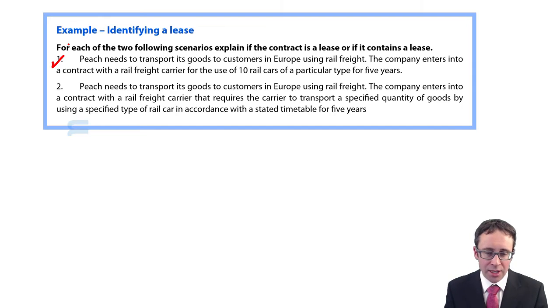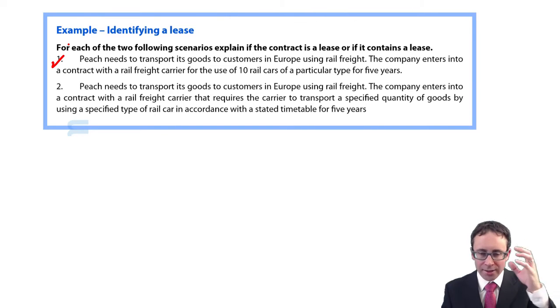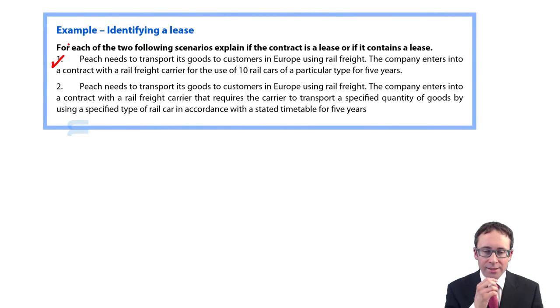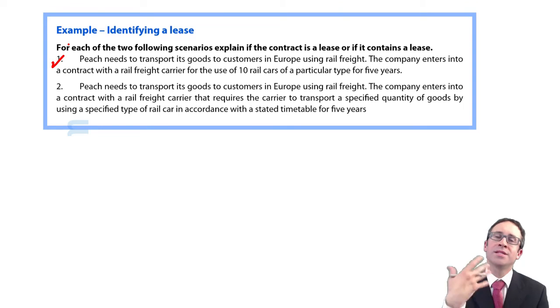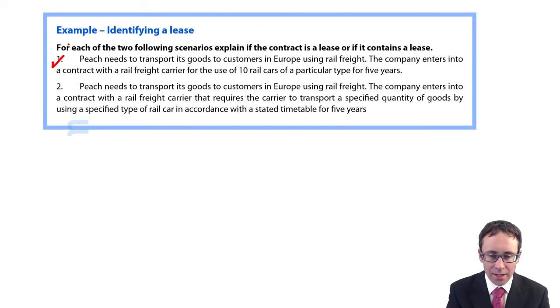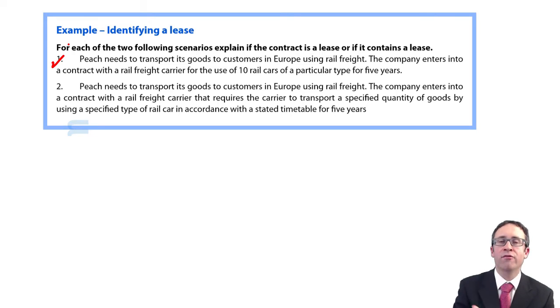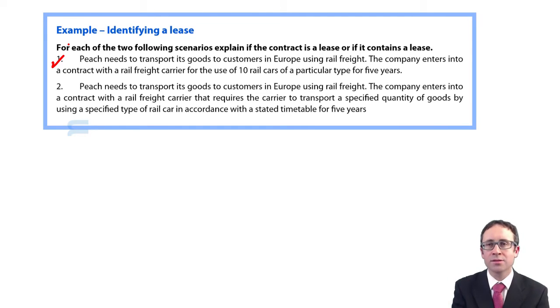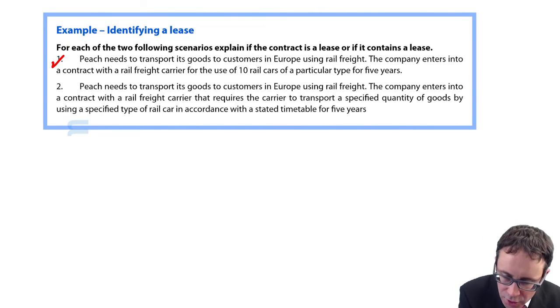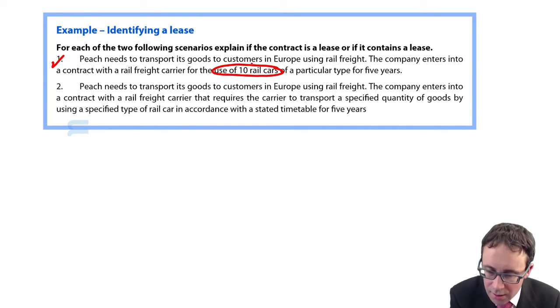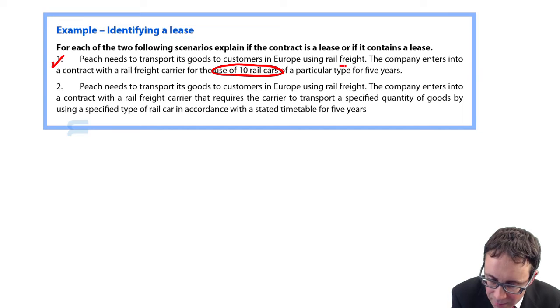It says here, Peach needs to transport its goods to customers in Europe using rail freight. So rail trains, doesn't it? The company enters into a contract, so there could potentially be a lease within that contract with a rail freight carrier. The rail freight carrier supplies the wagons for the train to pull. They are the supplier, we are the customer, and here it's for the use of 10 rail cars of a particular type.